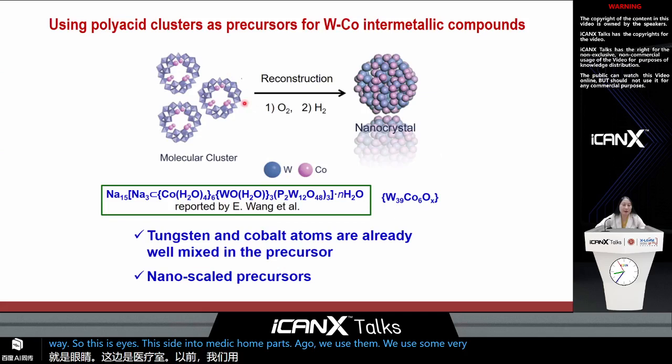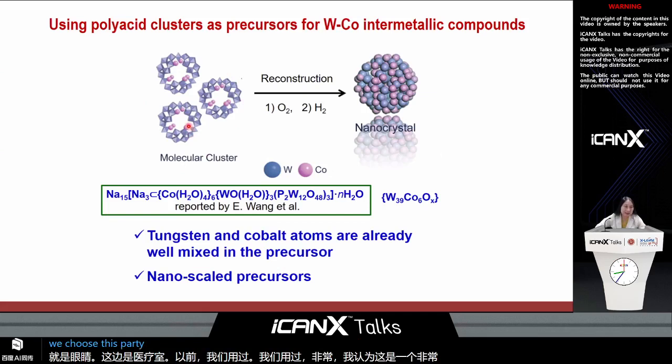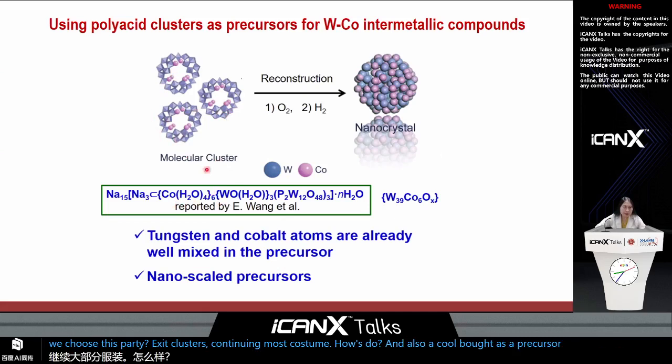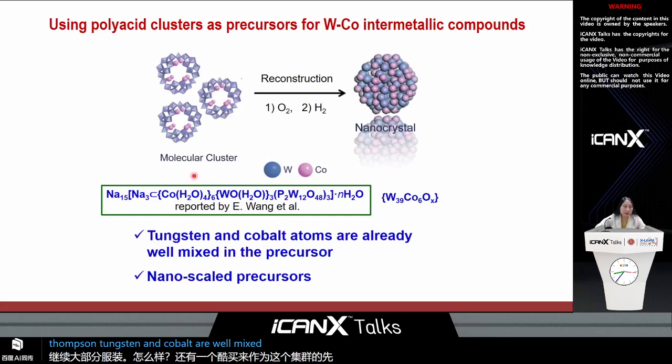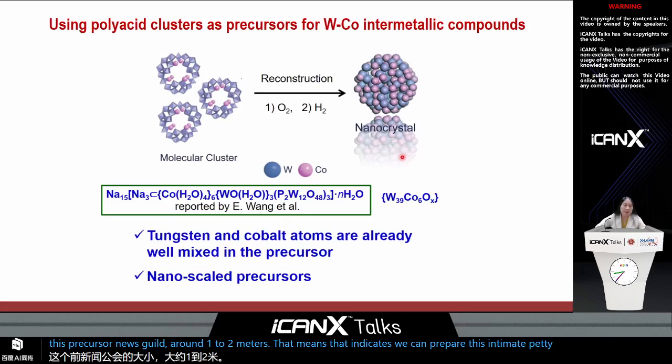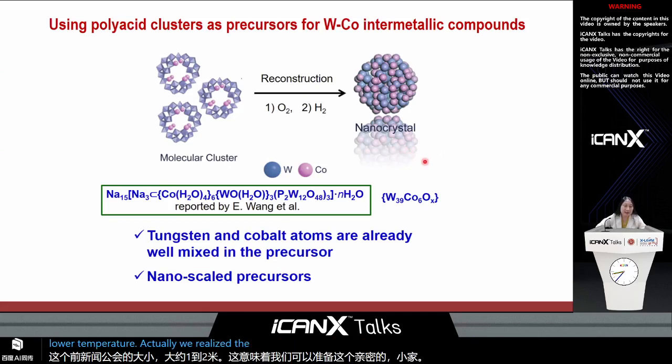Again, we use a very clever method. We choose polyoxide clusters containing both tungsten and cobalt as the precursor. In this cluster, tungsten and cobalt are well mixed, and there is much more tungsten than cobalt in this molecule. And also the size of this precursor is nanoscale, around 1 to 2 nanometers. That indicates we can prepare these intermetallic compounds at much lower temperature. Actually, we realized the preparation at around 1,000 degrees centigrade.